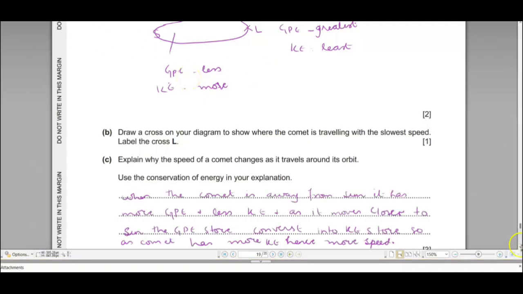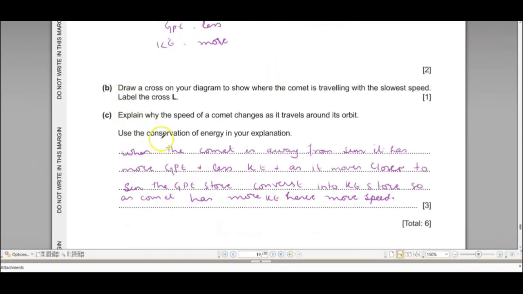So let me write that down. Since they've asked us specifically to use the principle of conservation of energy in your answer, according to the principle of conservation of energy, energy is neither created nor destroyed, one form converts into another. So we specifically mentioned that the gravitational potential energy store converts into kinetic energy store. When the comet is away from the sun, it has more gravitational potential energy and less kinetic energy. As it moves closer to the sun, the gravitational potential energy store converts into kinetic energy store. So as the comet has more kinetic energy, hence more speed.